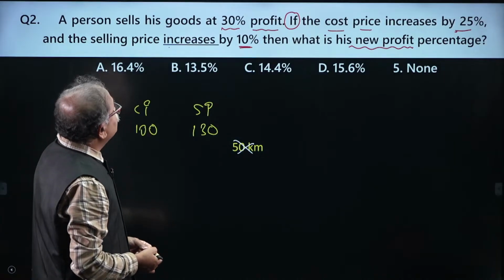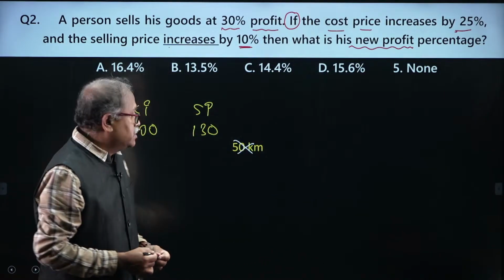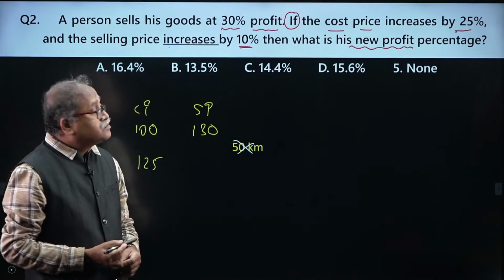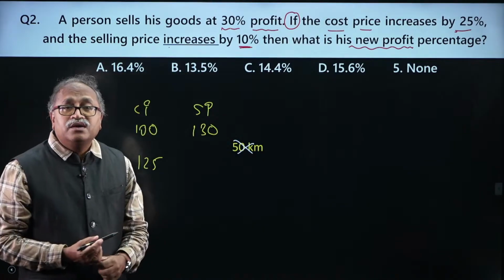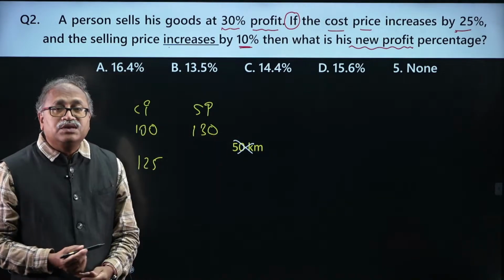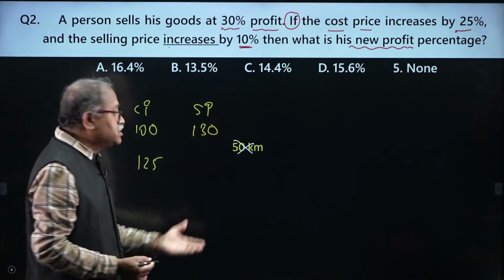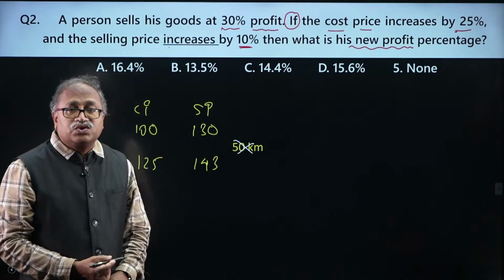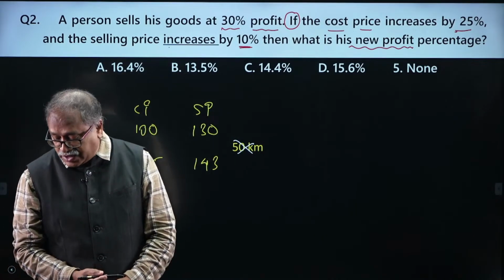Now, coming to case 2, if the cost price is increased by 25%, that means the CP is 125 and the selling price is increased by 10%. The old selling price is 130, and 10% of this is 13. So, 130 plus 13 is 143. This is case 2. In that case, it asks what is the profit percentage.